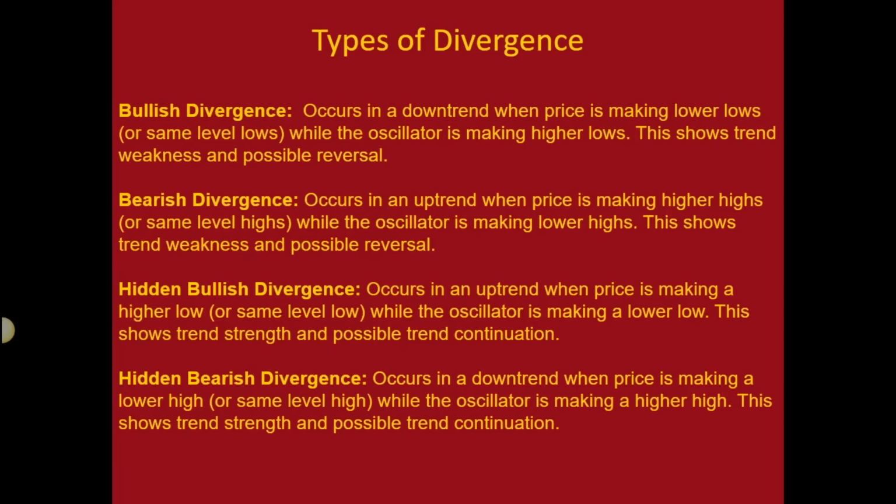All right. So we don't want to see the trend weakness or possible reversal. We want to see the trend continuation. So if we want to see that, we're going to start looking for the hidden bullish divergence. A lot of times people are always looking for where it is going to reverse, where we're going to try to take the reversal. Well, how come we don't trade where the strength is? We're going to trade with the trend.